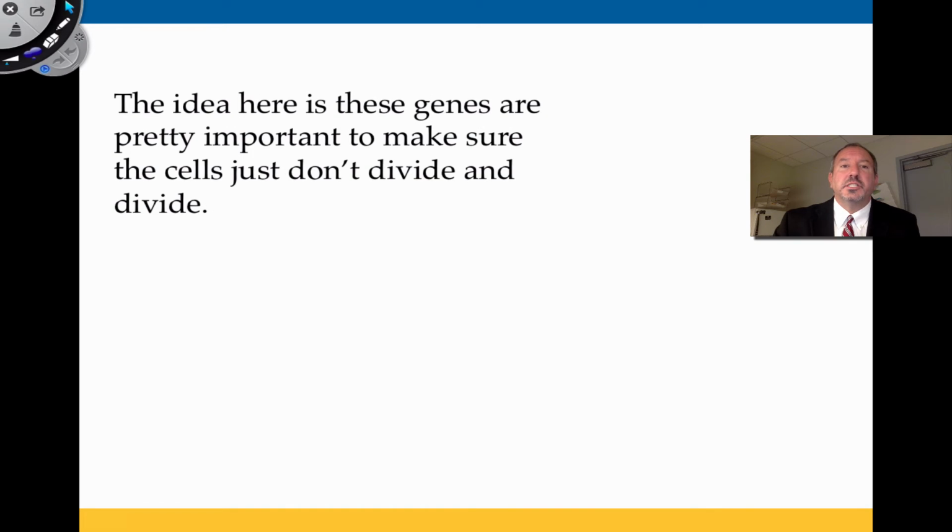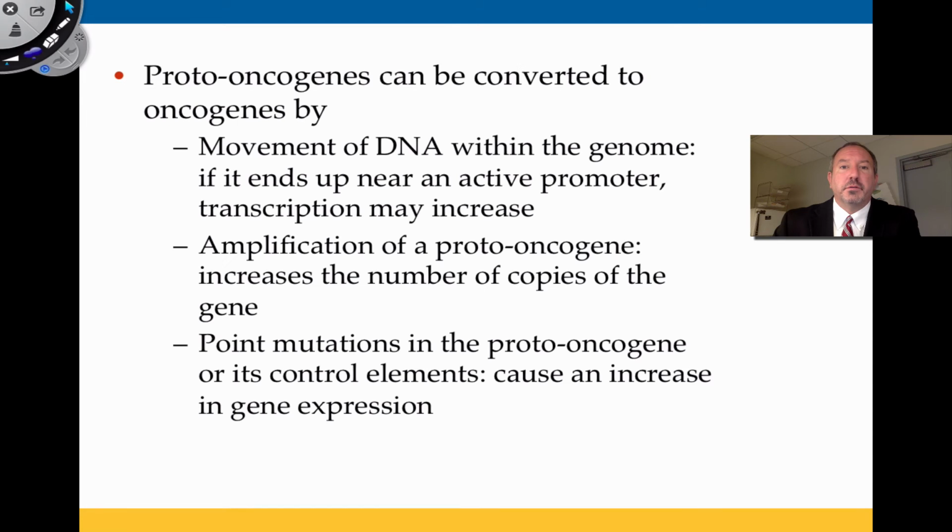So the idea is that these genes are pretty important, and they make sure that the cells divide and don't divide, and in particular, control the cell cycle. So they're pretty important. And so what's going on? Like, how can these proto-oncogenes be converted to oncogenes? Well, here's just 3 ways in which this can happen.